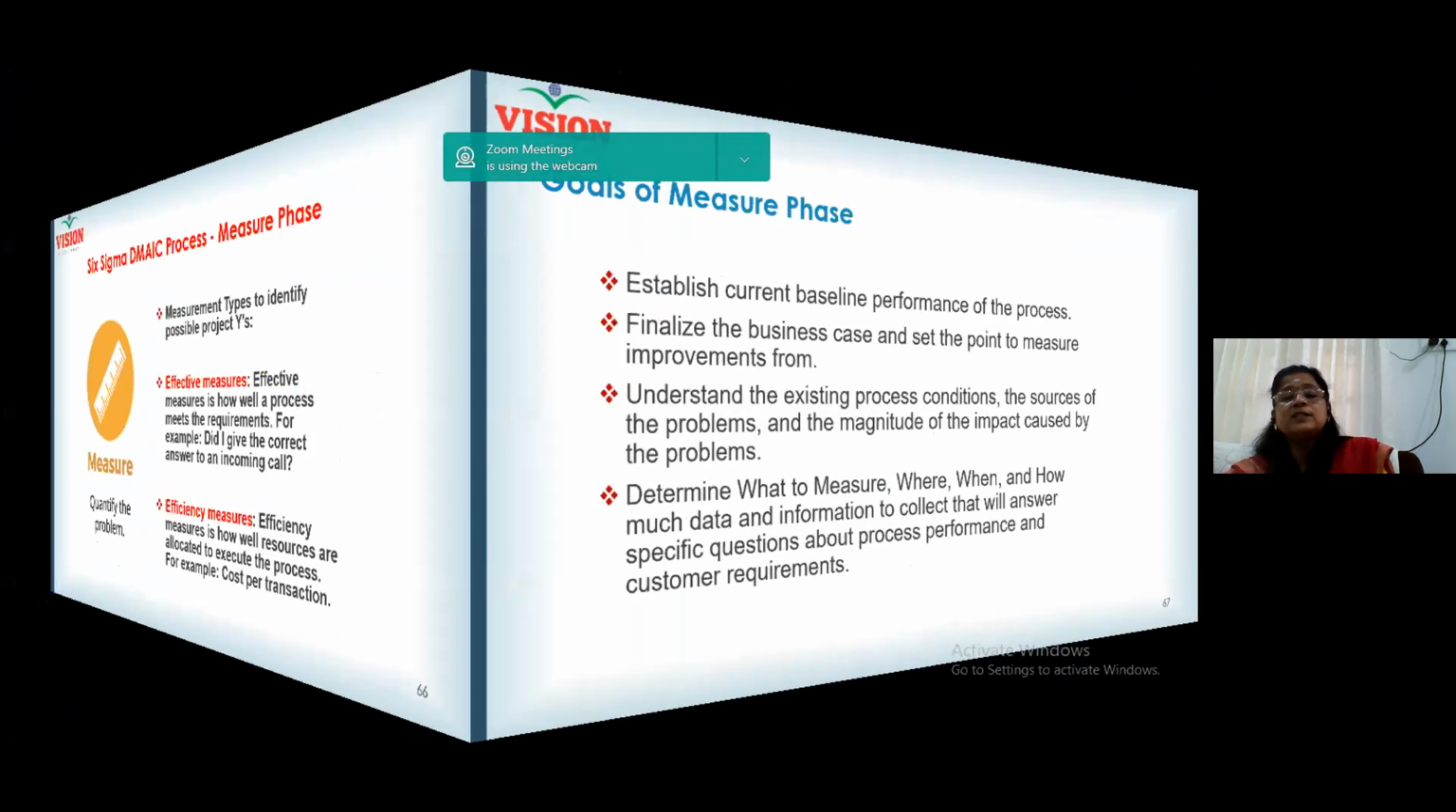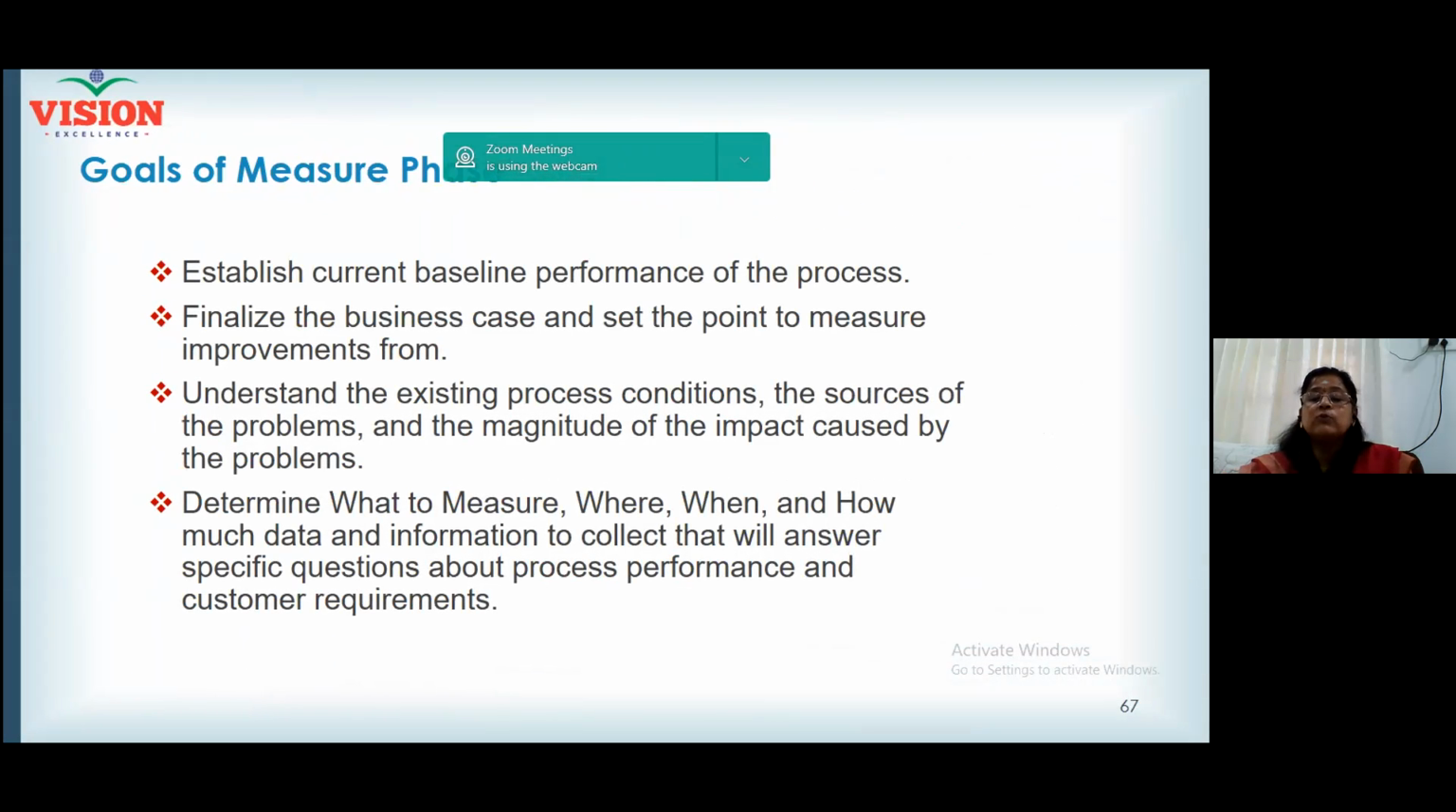In this measure phase, usually you have to first identify what the goals will be. You have to first establish where you are standing. What is the current baseline performance of the process and where do you really want to move? So finalize the business case and set the point to measure improvements from the process you used in the SIPOC. You understand the existing process conditions as they are, the sources of the problems where they are really cropping up, so that you can use one more Pareto that will be explained in the later stages.